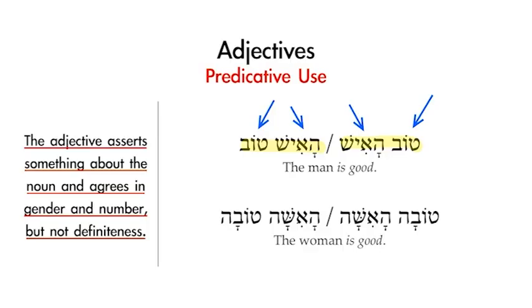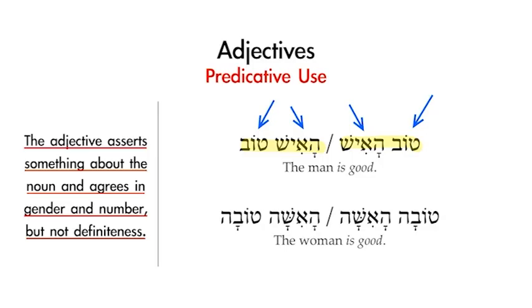Now, how do you render the predicative use in Hebrew? With a form of the verb to be. When an adjective predicates or asserts something about a noun, in English, we're going to use a form of the verb to be to indicate that predication. And we're normally going to begin with the subject, which is the most definite item in the pair, and then end with the adjective, which is the indefinite item in the pair. So we're going to translate this, the man is good. And that's the translation for either of those constructions, whether it's tov ha'ish or ha'ish tov. The man is good, because they agree in gender and number, but not definiteness.